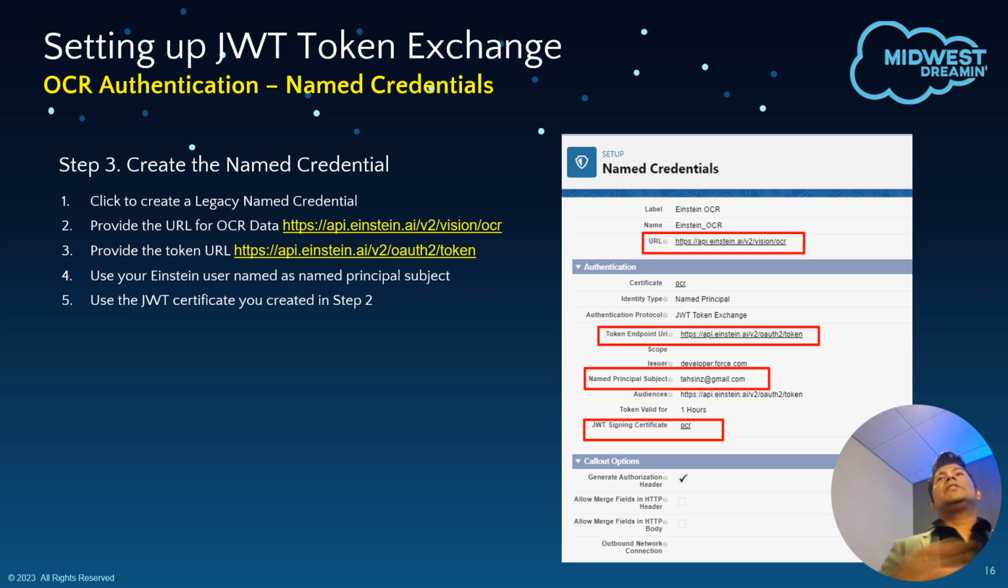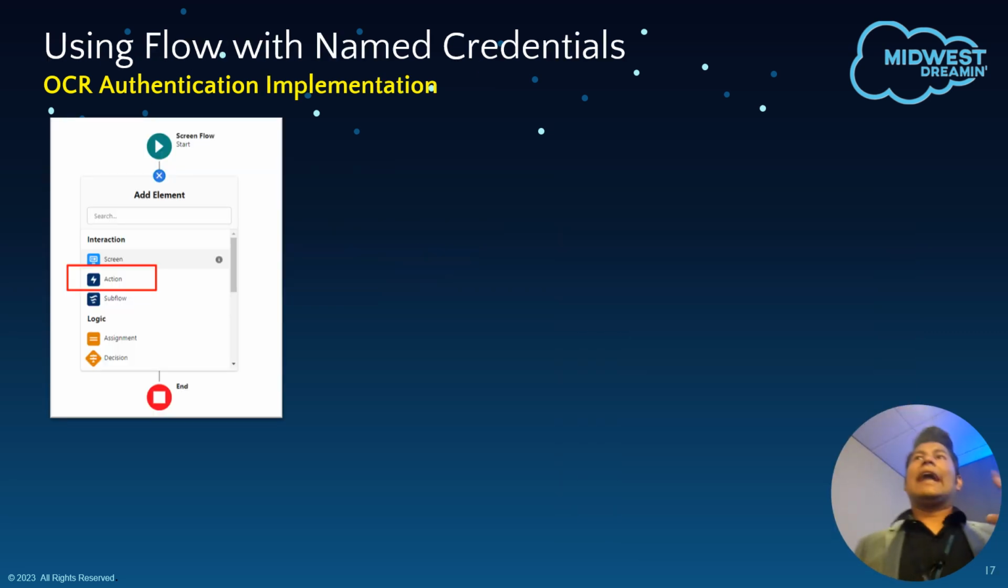So previously with Apex, you had to do two calls. Now you don't need to. You just call this named credential, and it's going to do all these calls for you. So now let's see how we can actually leverage that in a particular flow.